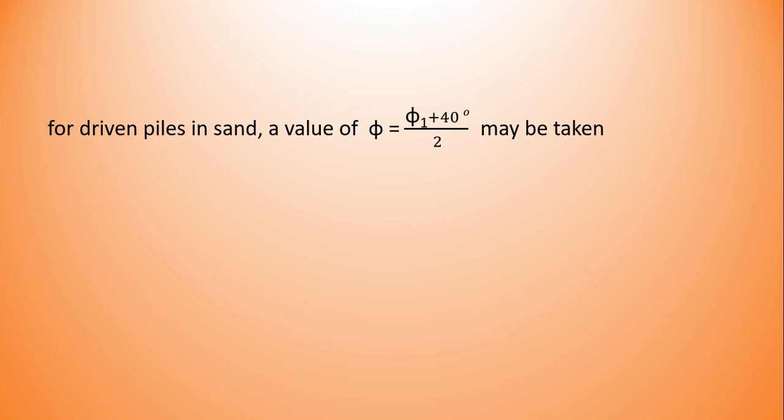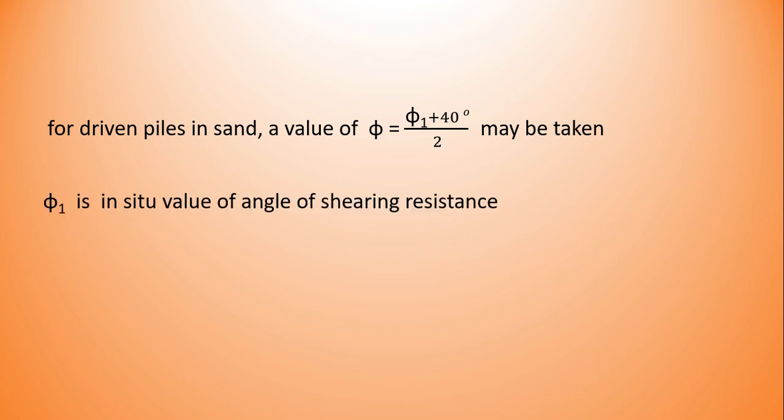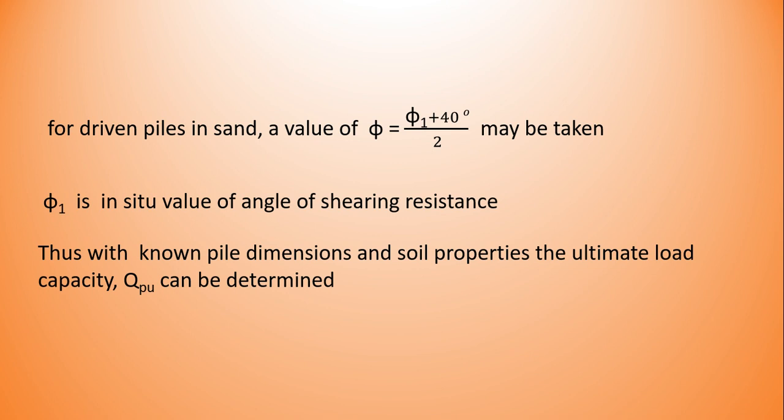For driven piles in sand, a value of phi, that is angle of friction, angle of shearing resistance, is equal to phi 1 plus 40 degree divided by 2. That is, here the phi 1 is the in situ value of the angle of shearing resistance. Thus, with the known pile dimensions and soil properties, the ultimate load capacity QPU can be determined.